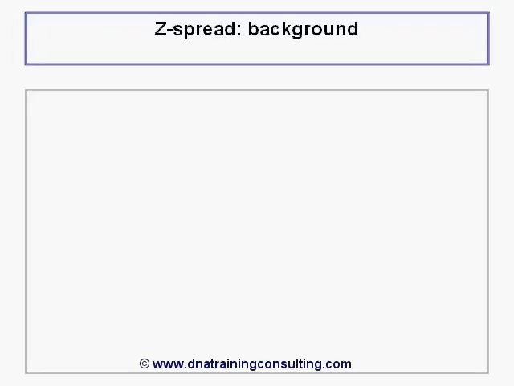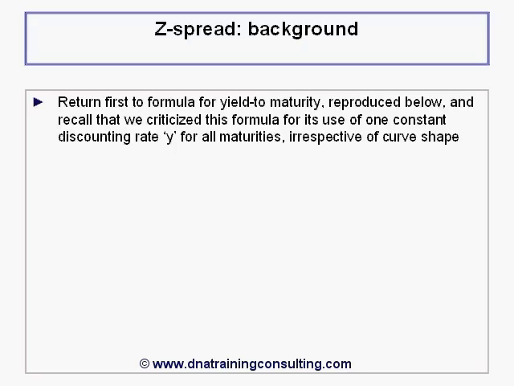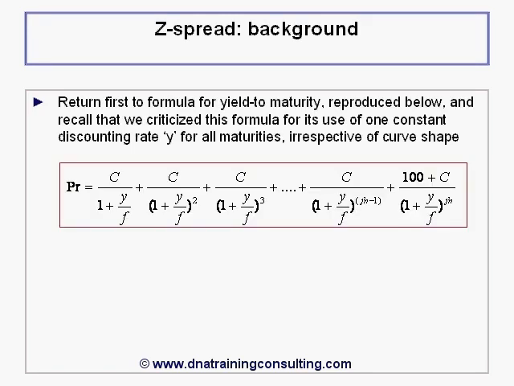and what factors cause the z-spread to differ from the asset swap spread. To understand the concept of the z-spread, return first to our formula for yield to maturity, which will appear below in just a second, and recall that we criticized this formula for its use of one constant discounting rate for all maturities, irrespective of the shape of the yield curve at that moment.